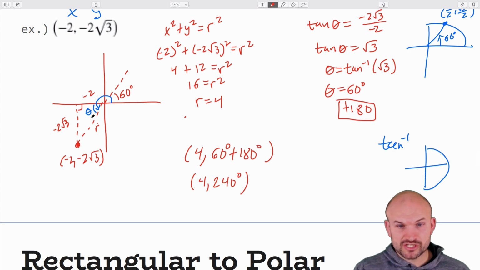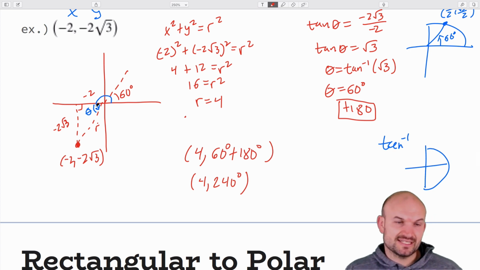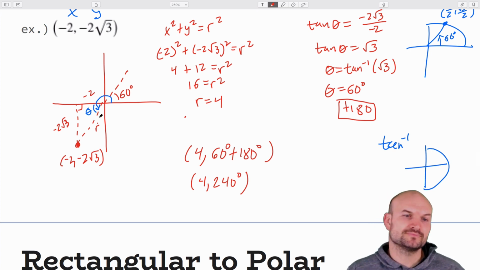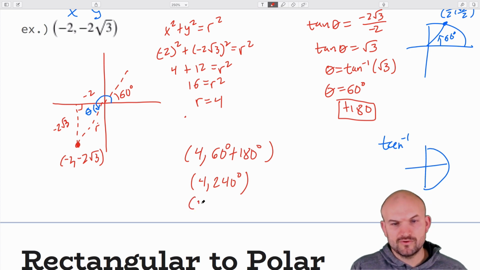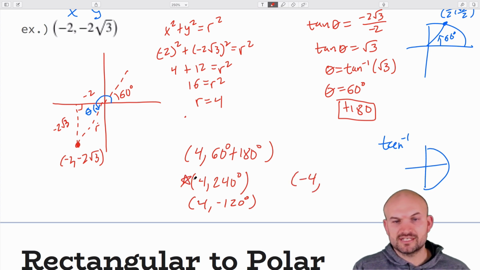You could do the negative version, right? Which would be, let's see, 60 away from 180. So you could also do 4 comma negative 120. What about the negative? If you made this a negative 4, so this is going to be our answer.